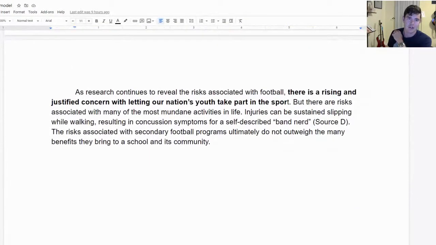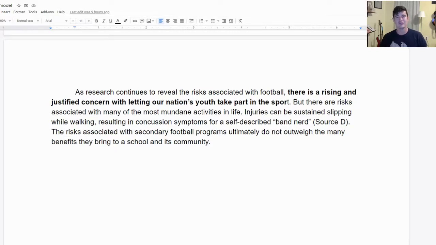And now I conclude it. As research continues to reveal the risks associated with football, there is a rising and justified concern with letting our nation's youth take part in the sport. So again, I keep ceding ground to this idea that, yeah, there's no getting around the fact that it's not healthy to play this. But there are risks associated with many of the most mundane activities in life. Injuries can be sustained slipping while walking, resulting in concussion symptoms for a self-described, quote, band nerd, source D.